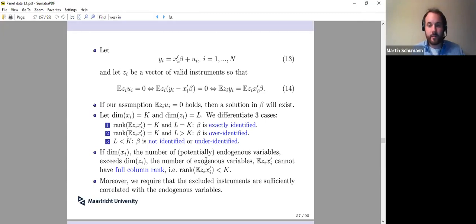Another requirement for the full rank condition, so the full column rank condition, is that, of course, the excluded instruments are correlated with the endogenous variables. So we cannot simply identify beta by dumping useless variables in there. We need these excluded instruments to be relevant.